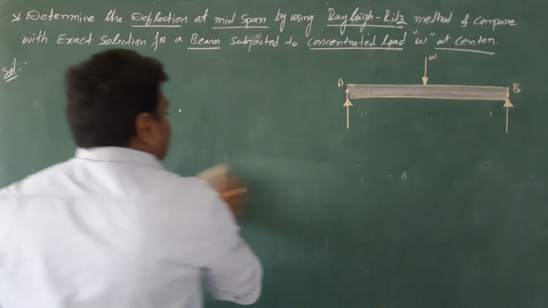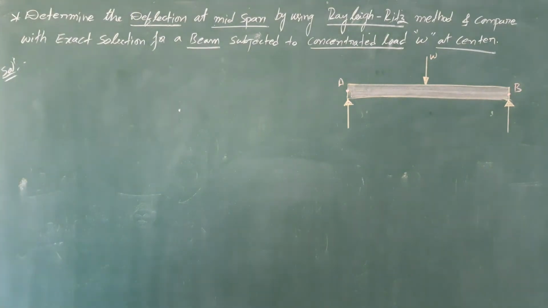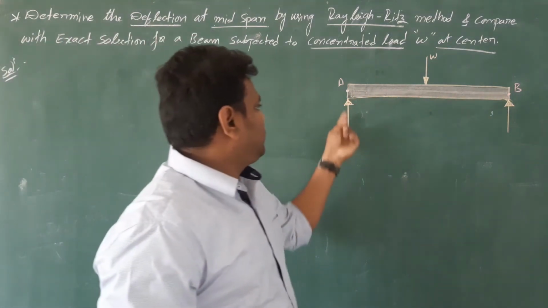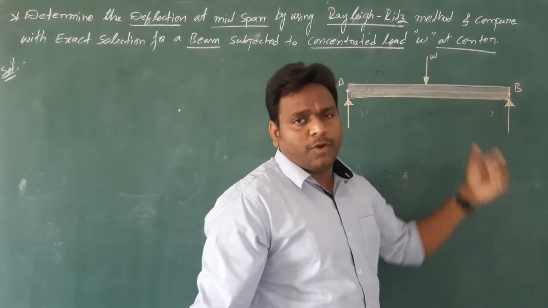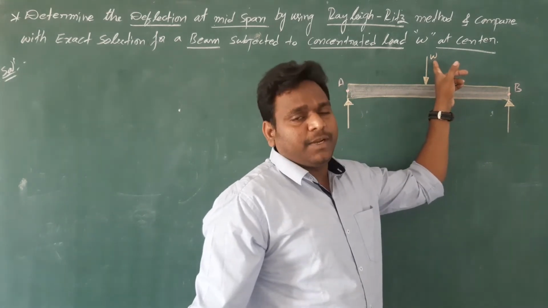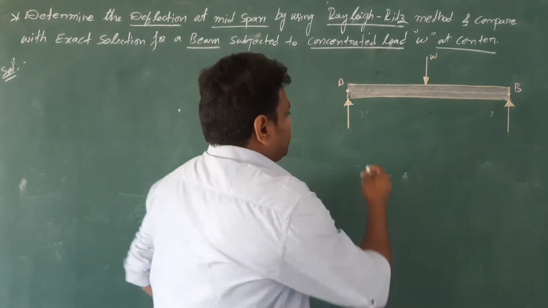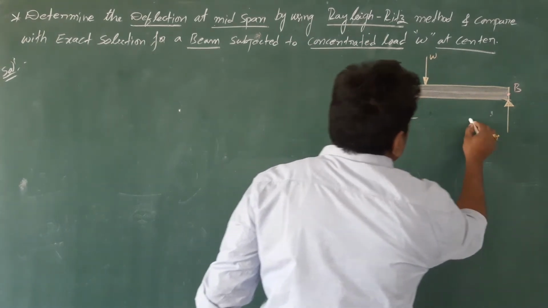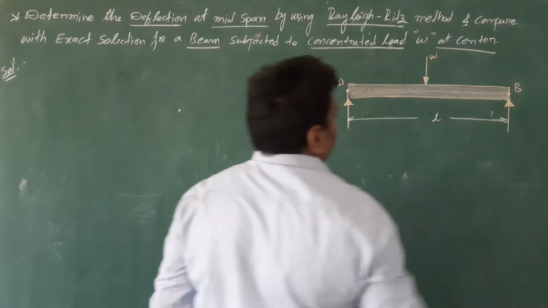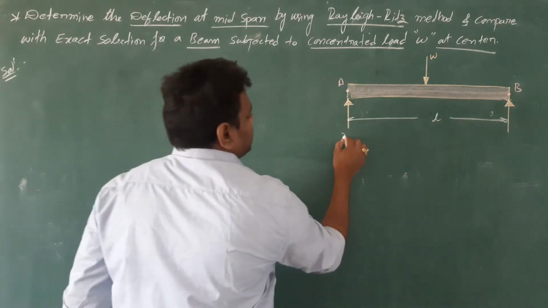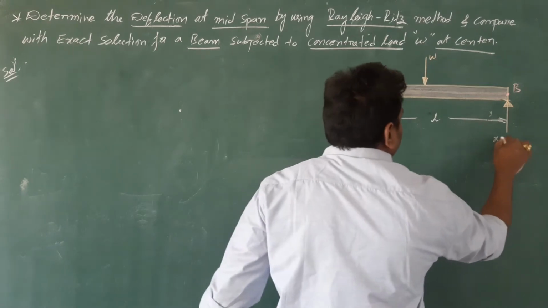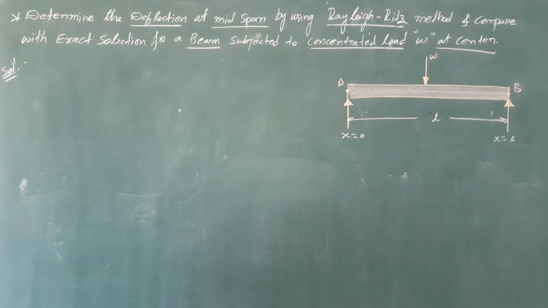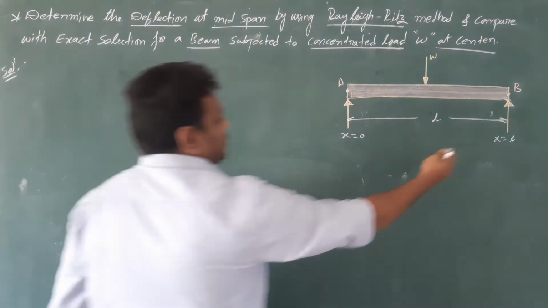Now we know that this is the beam element and these two are supported end points. Some load is acting at midspan. The length of the element is L. Here x is 0, here x is equal to L.